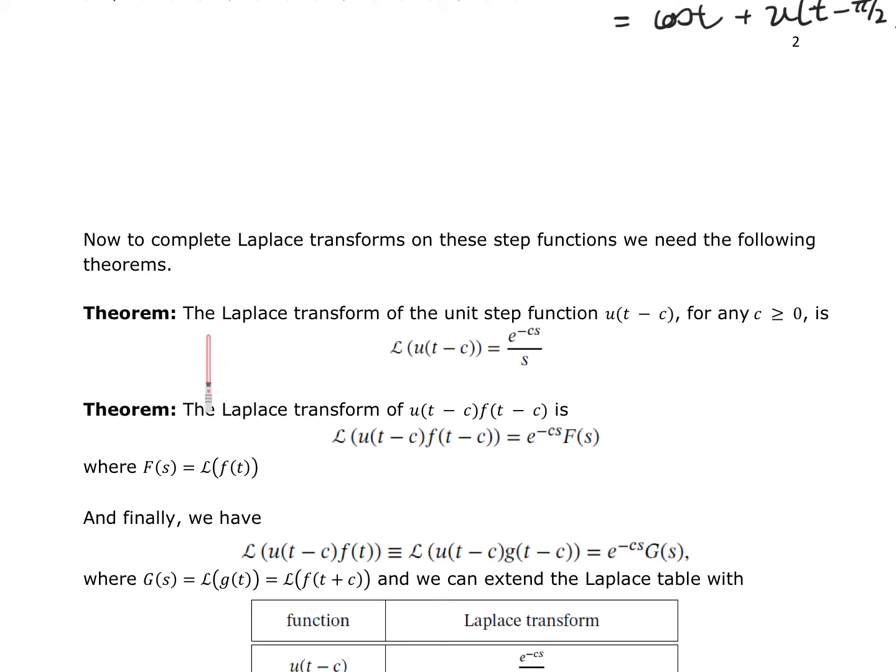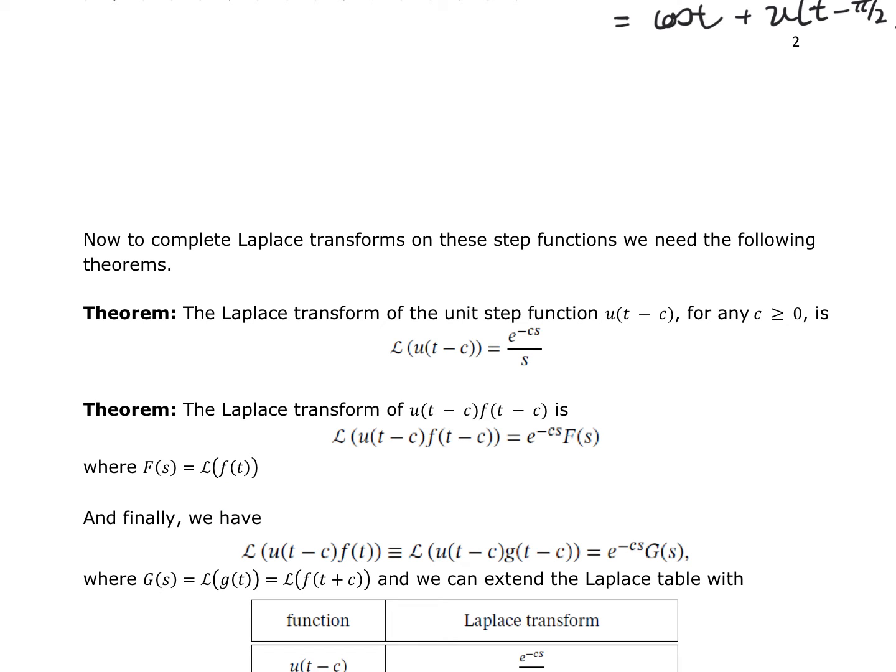My first theorem is the Laplace transform of a unit step function of u of t minus c for any c greater than or equal to 0 can be rewrote as e raised to the negative cs over s. Also, the Laplace transform of u of t minus c and then some function of t minus c can be rewrote as e raised to the negative cs of capital F of s, where capital F of s is the Laplace transform of that f of t.